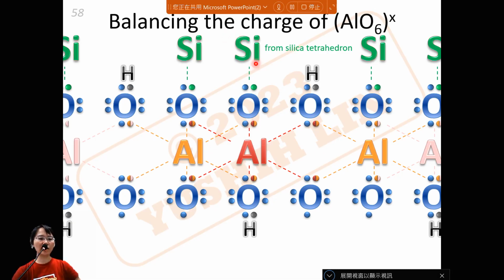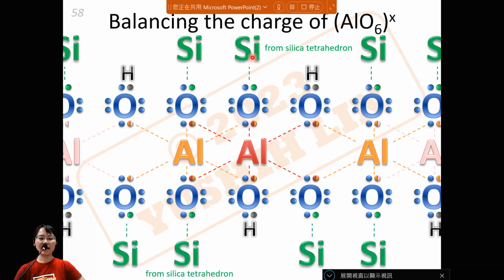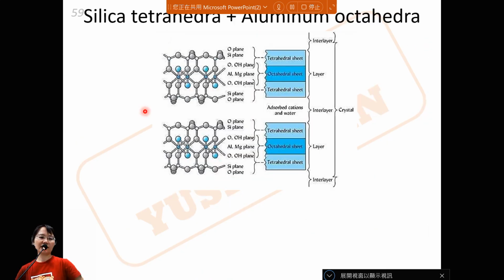This octahedron and this tetrahedron are in contact with each other, and the same way here. Therefore, we have a layer of aluminum oxides, and then we have a layer of silicon tetrahedron. Now you will understand this. This is aluminum oxide, and this is silica tetrahedron. This is also silica tetrahedron. This is the basic unit of clay mineral.